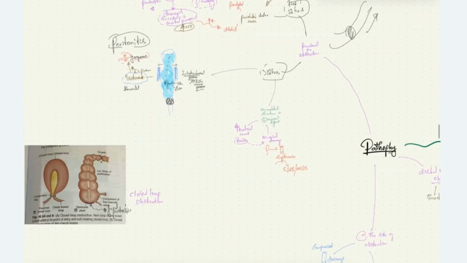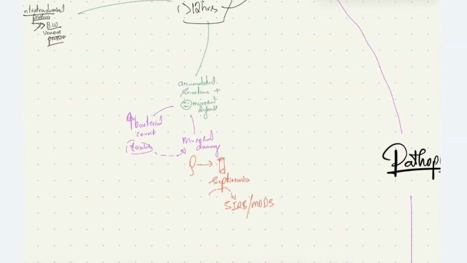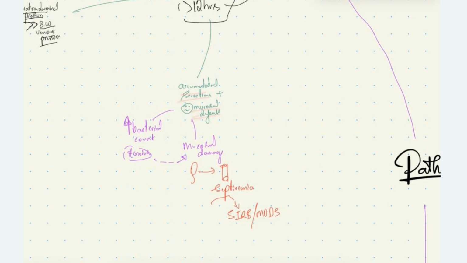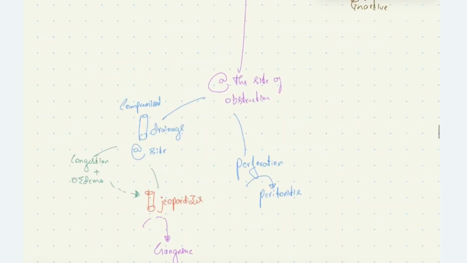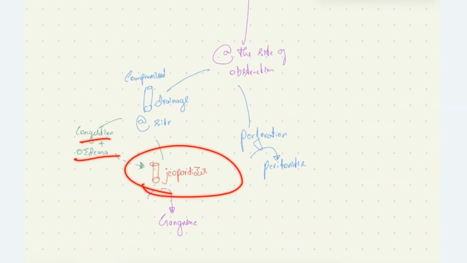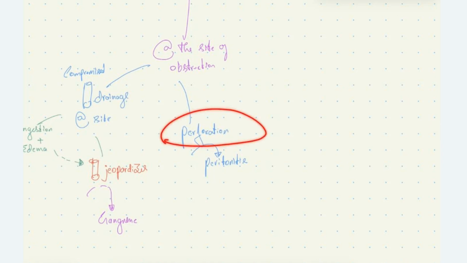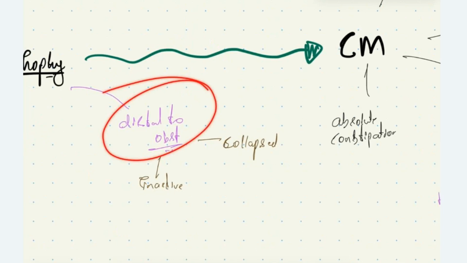At the site of obstruction, and also proximal to it, the accumulated secretions and impaired mucosal defense will cause increased proliferation of bacteria, which causes septicemia, SIRS, and multi-organ dysfunction syndrome. At the site of obstruction, there will be compromised venous drainage, so there will be congestion and edema, followed by arterial supply jeopardy, which causes gangrene of the bowel. Following gangrene, there can be perforation and peritonitis. The bowel distal to the site of obstruction is inactive and collapsed.